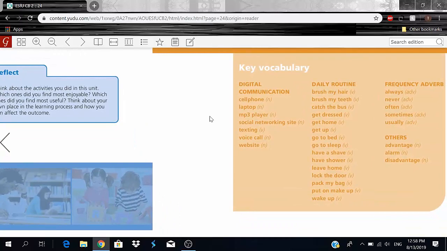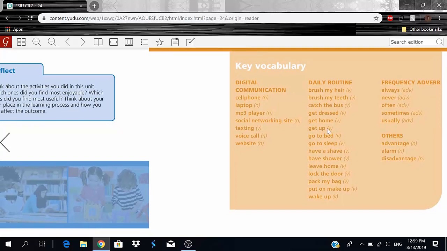Digital communication: cell phone, laptop, MP3 player, social networking site, texting, voice call, website. Daily routine: brush my hair, brush my teeth, catch the bus, get dressed, get home, get up, go to bed, go to sleep, have a shave, have a shower, leave home, lock the door, pack my bag, put on makeup, wake up.